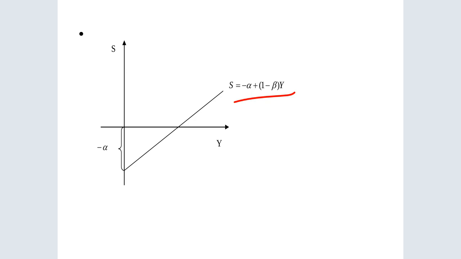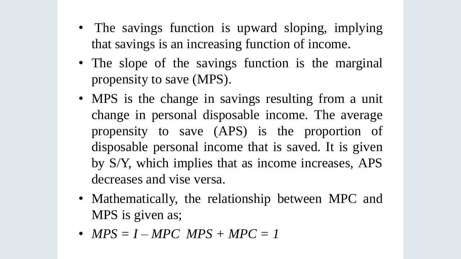So we don't have autonomous savings. That's why this part is negative. So we have savings on the vertical axis, and then we have income on the horizontal axis. Now, if you look at that savings function, the savings function is upward sloping, implying that savings is an increasing function of income. So if income increases, saving is also likely to increase.